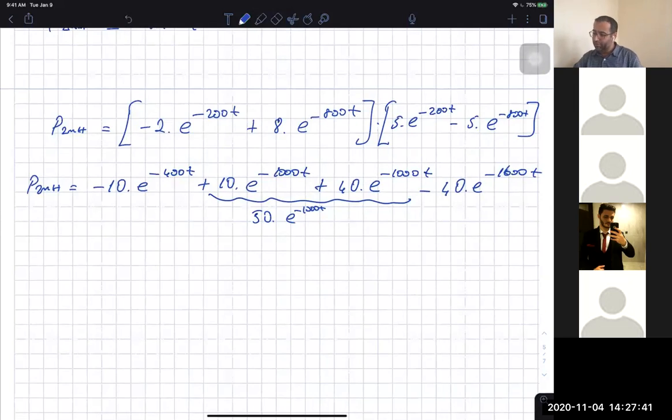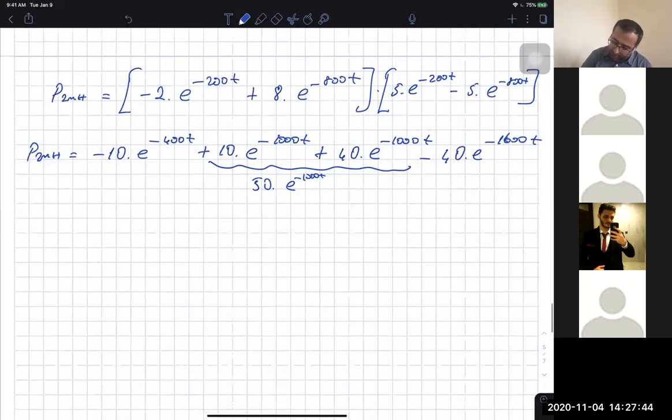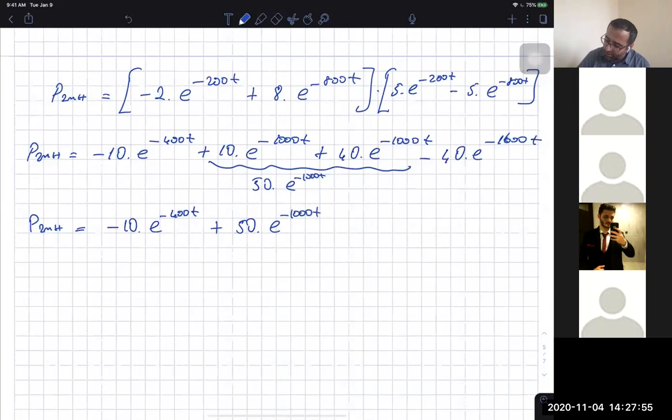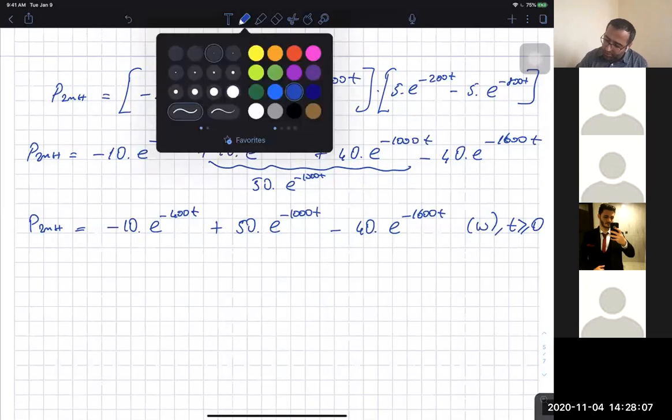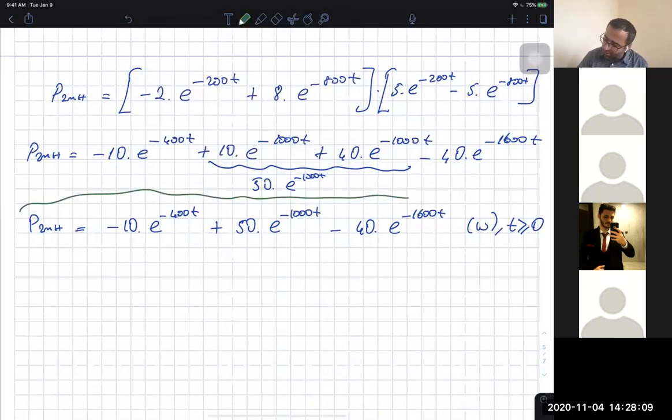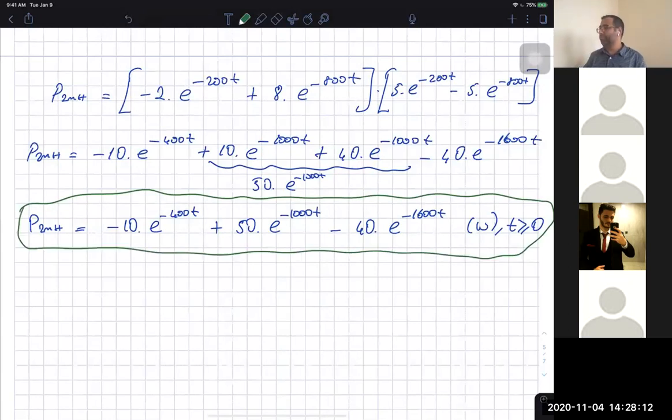I don't know if there is any further simplification I can make. So the power here will be minus 10 times e to the minus 400t plus 50 times e to the minus 1000t minus 40 times e to the minus 1600t, and the unit will be here again, watts, and this is valid after t is equal to 0. So this is our power equation. Do we all agree with this?